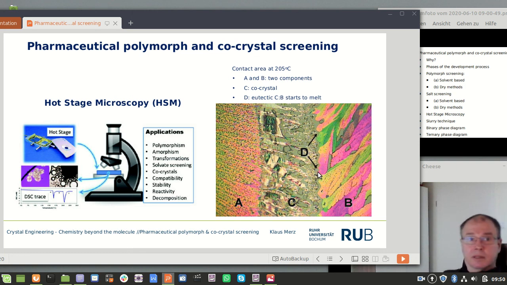So hot stage microscopy and DSC are among the first experiments if you want to check if 2 compounds are able to form a co-crystal.